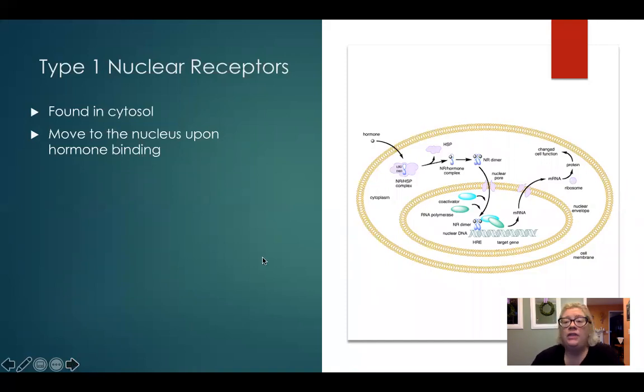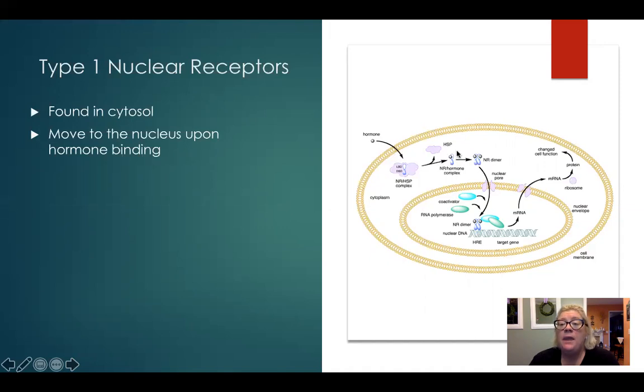So here we have an example of a type 1 nuclear receptor. It is located inside of the cytoplasm. This is the plasma membrane here, the outer membrane. This is the nuclear membrane, or the membrane that is going to be around the nucleus. And here we have the DNA that is inside of the nucleus. So here we have our lipid-soluble hormone. It enters into the cytoplasm, and then it is carried and bound to a type 1 nuclear receptor found in the cytoplasm.